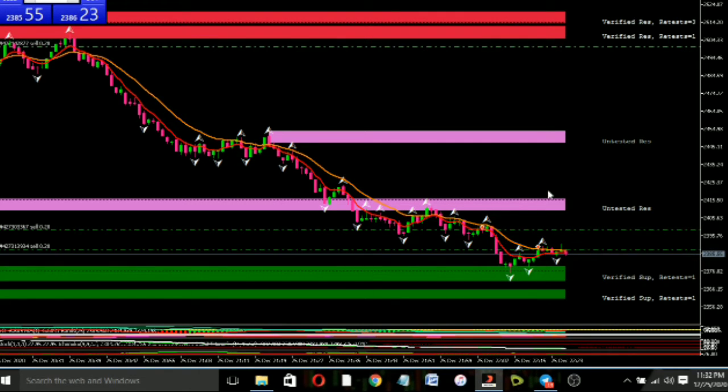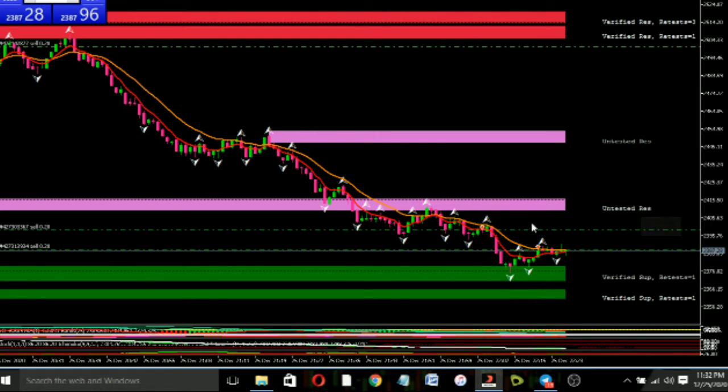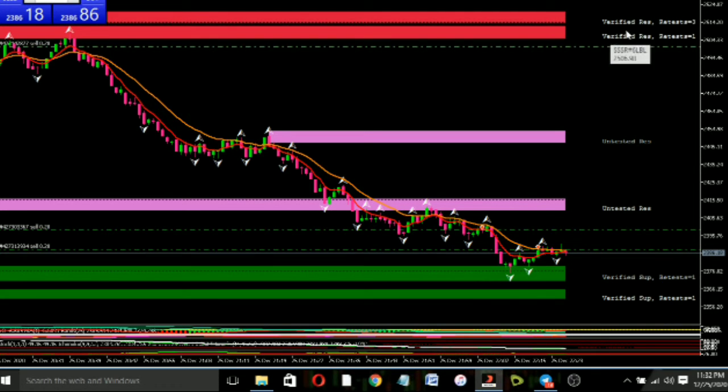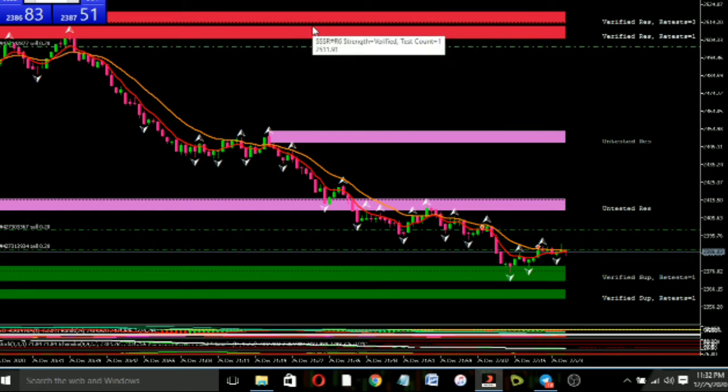As you can see currently, here it says untested resistance, untested resistance. Here it says verified resistance 3, verified resistance 1, untested resistance. Now what does that mean? When it says verified resistance, it means the market has fought through this area and has broken out going downward. So the resistance of this area has been verified to be a true resistance.